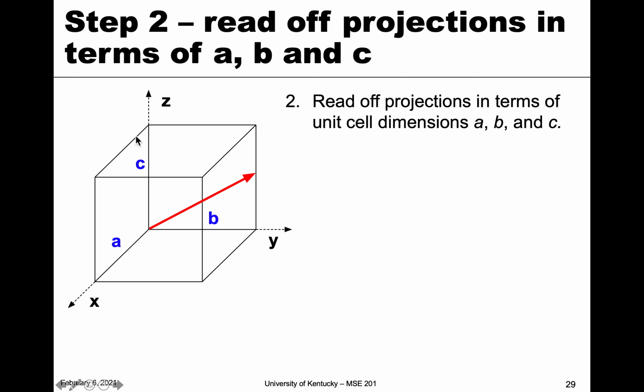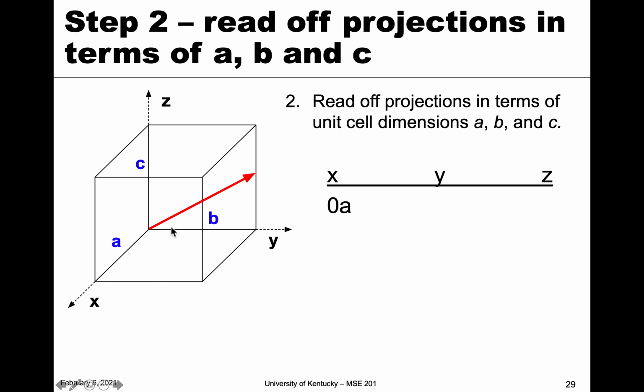We're going to read off projections in the x, y, and z directions, which correspond to the fractional amounts of a, b, and c. The way I like to do this is to make myself a little table. I put x, y, and z up here, and I write down my projections for each. I see that this direction is on the back face, the YZ face, and so it's not projected at all in the x direction. So that is going to be 0a.